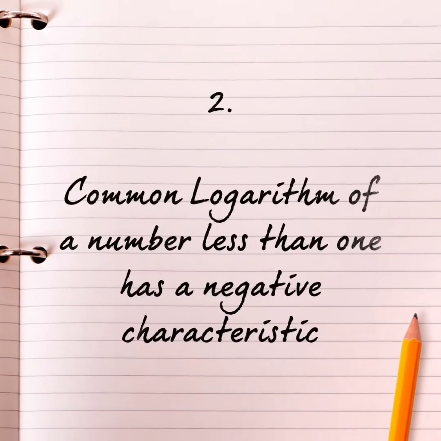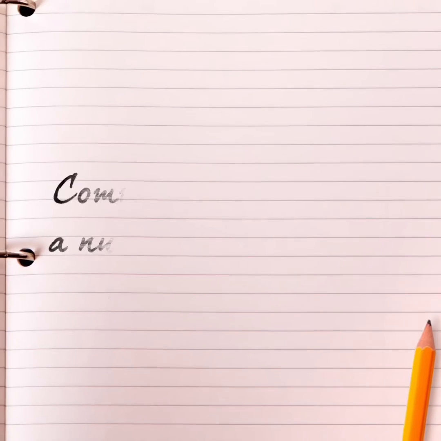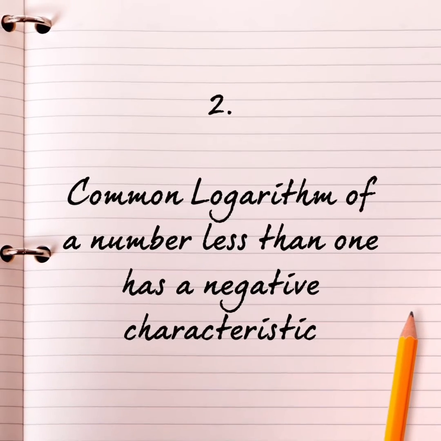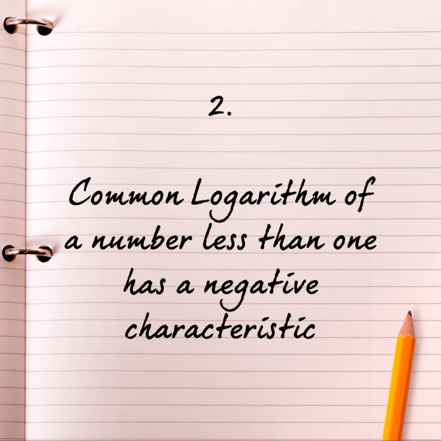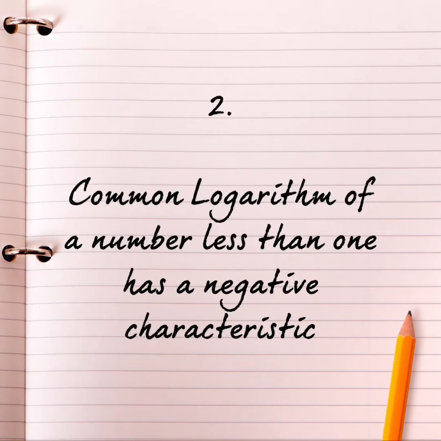The second point to note is that the common logarithm of a number less than 1 has a negative characteristic. The characteristic is negative once the number is less than 1 under the common logarithm. Check the number once you're looking for the log of a number. Check whether the number is less than 1. Once it is less than 1, its characteristic is negative.